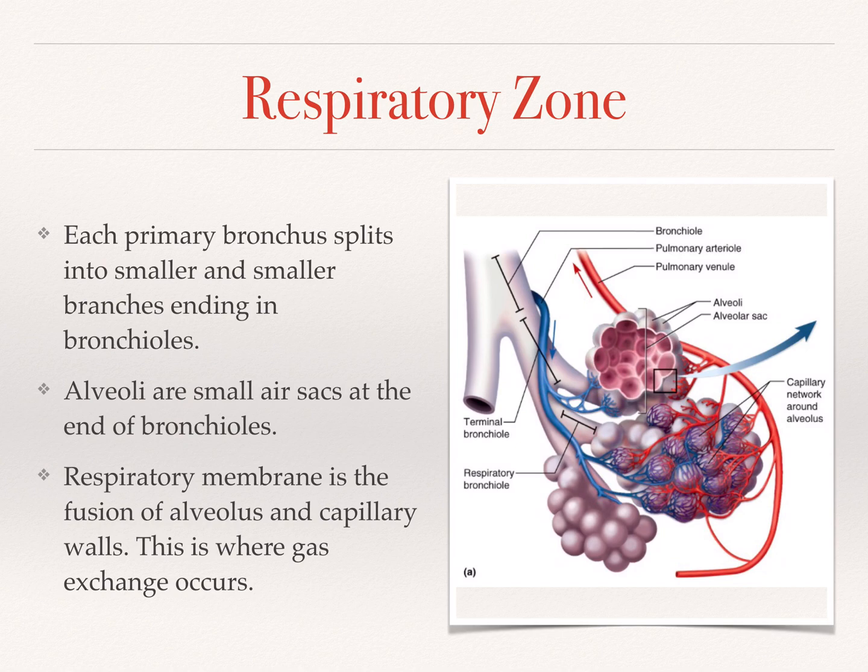And here is a diagram of the respiratory zone. This is, like I said, where respiration happens. Each primary bronchus splits into smaller and smaller branches, ending in bronchioles inside the lung tissue. Alveoli are small air sacs at the end of the bronchioles. You can see those. They look like small clusters of grapes. Each little grape is an alveolus. And the respiratory membrane is the fusion of the alveolus and the capillary walls. This is where gas exchange occurs.